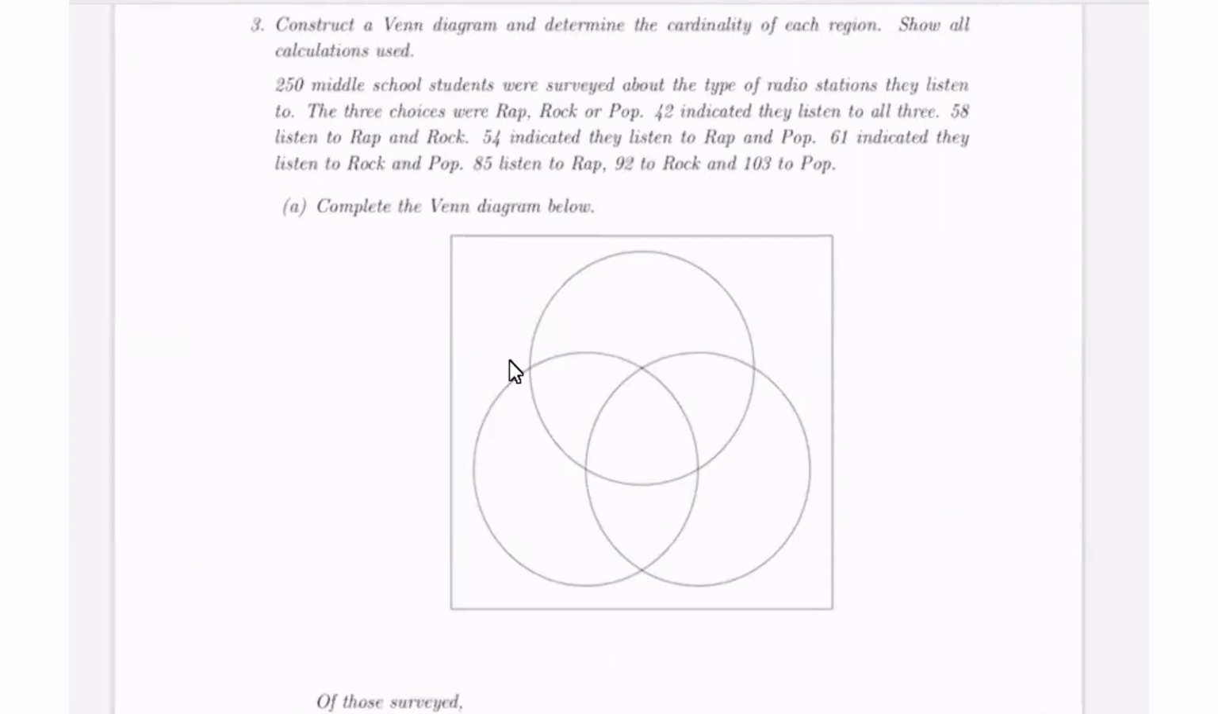Okay, so we have 3 subsets. Students like music in types of rap, rock, and pop. So 3 types here. And then there are so many of those options here. Clearly 42 listen to all. So I put 42 here. That's the beginning. And then 58 use rap and rock. So 58 is rap and rock together.